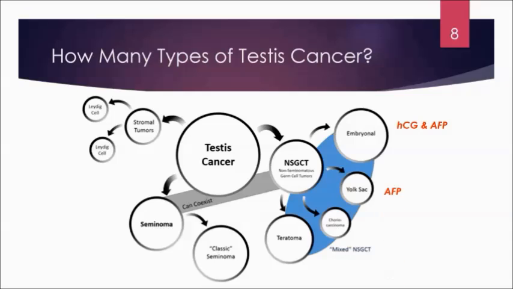The other tumor is the yolk sac tumor, and this looks like the sac around the embryo. That was the yolk sac that I showed you guys in the first image of the embryo. The yolk sac tumor secretes a tumor marker called alpha-fetoprotein. So as you can see, alpha-fetoprotein can be made by both the yolk sac tumor and the embryonal carcinoma.